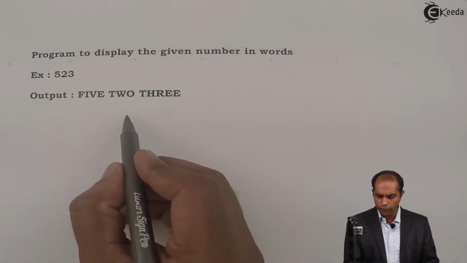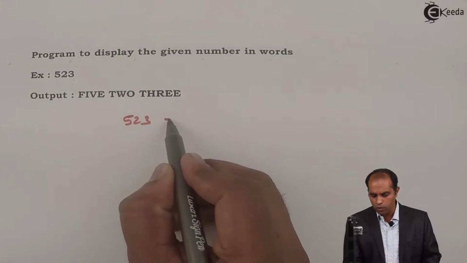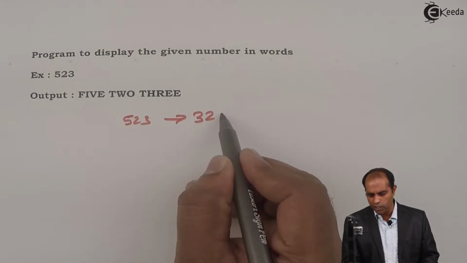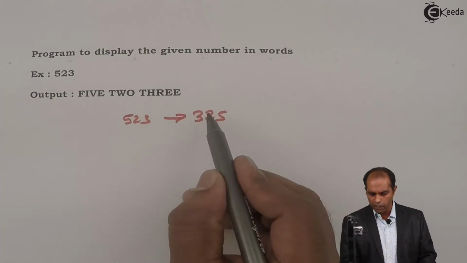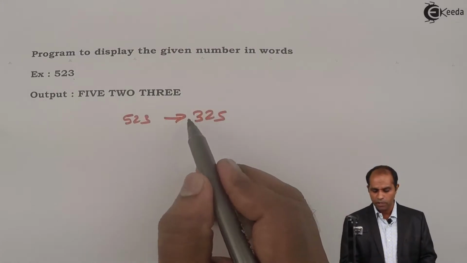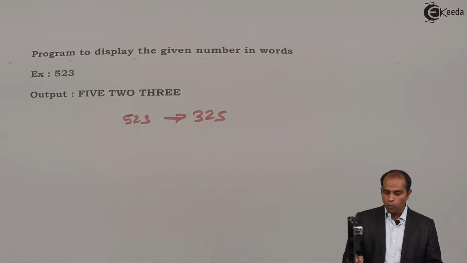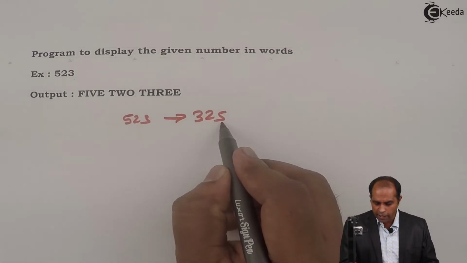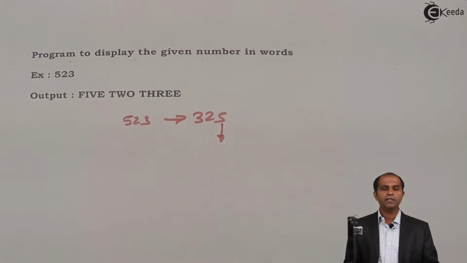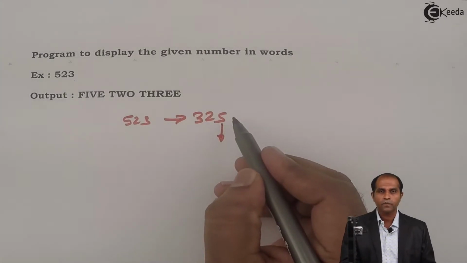So if I take the number 523, first you reverse this number to 325. We have seen the logic in the previous examples: how do I convert 523 to 325? So once your 325 has been obtained, then extract this digit. We know how to extract these digits, so we can say mod 10.